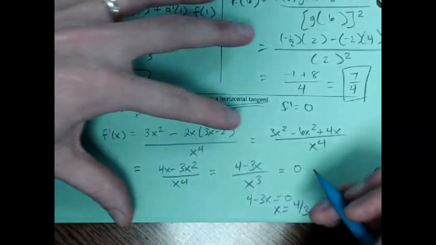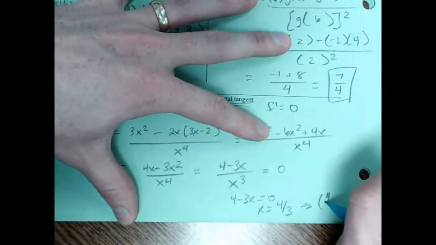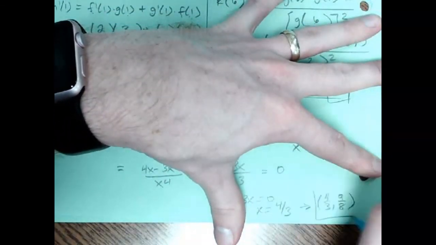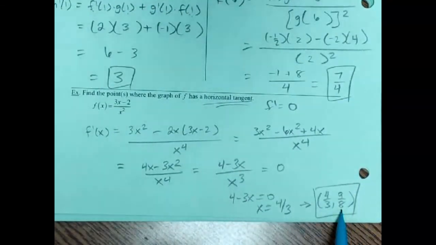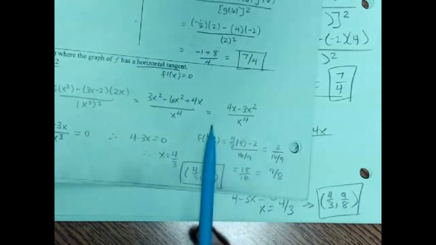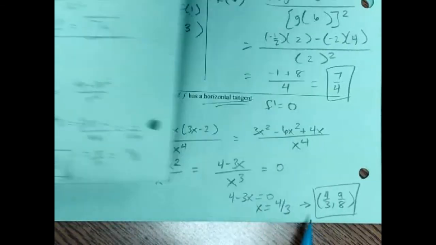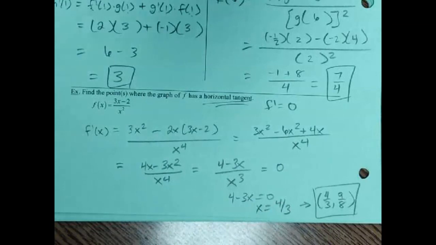I'm going to skip that work for now. But if you're concerned about it, I'll put it underneath the doc cam in just a second. But in order to find the y-coordinate, you would just take your x, plug it into the original. Again, here's that work, right? Taking your x value, plug it into the original, you would get 9/8. Just remember, if the question wants the point, give it the whole point. If it only wants the x value, you can stop with just the x value.